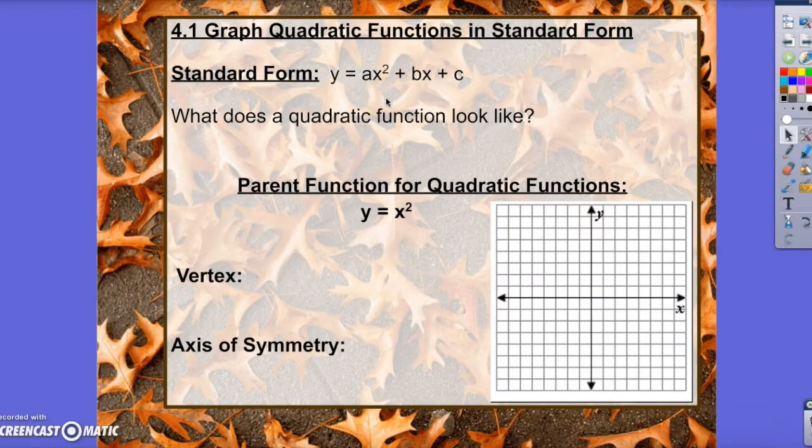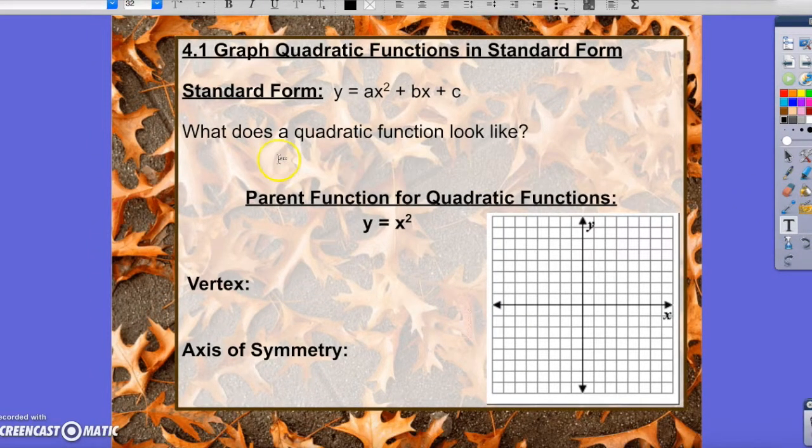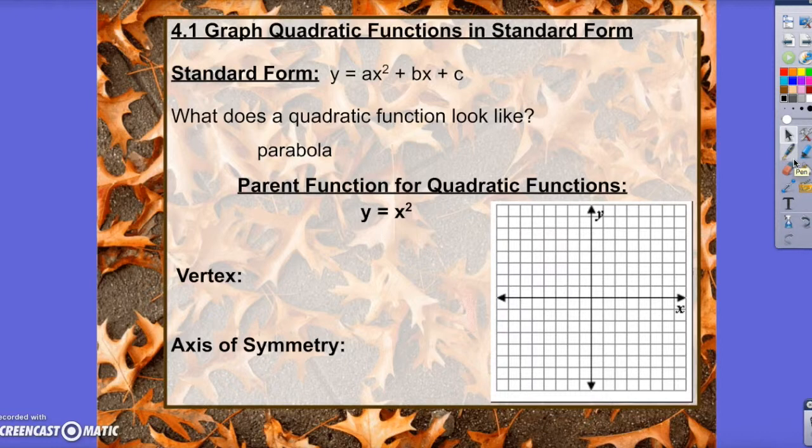Up until this point in Algebra 2, we've only talked about x to the first power. Now you might be saying, all right, well, it's a square now. Well, what does that look like? A quadratic function looks like, or what it's called is a parabola. And a parabola is this U-shaped kind of shape that you'll take a look at in a minute.